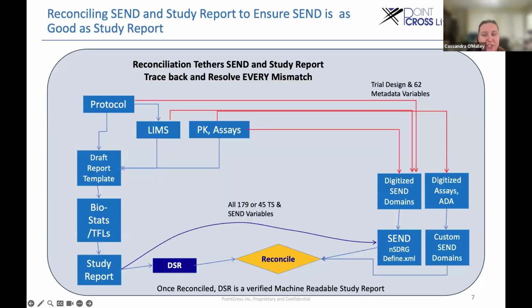To combat some of these issues, PointCross uses the study report to recreate all of the tables and figures available into a digital study report, or a DSR. These tables and figures are used to compare against the collected data that was converted into SEND, and through an automated and manual reconciliation process, any discrepancies between the study report and the SEND dataset are then identified.